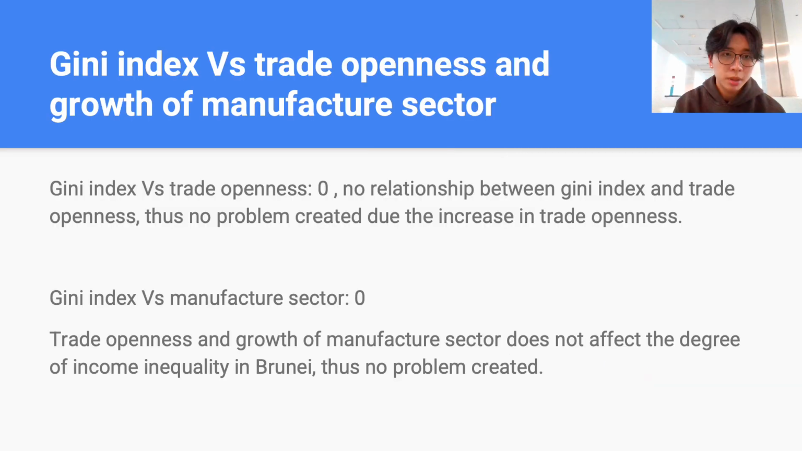Between the Gini index and the trade openness, a Gini index of 0 suggests no relationship between trade openness and income inequality. Thus, the rise in trade openness might not lead to significant issues. Same goes for the Gini index and manufacturer sector.